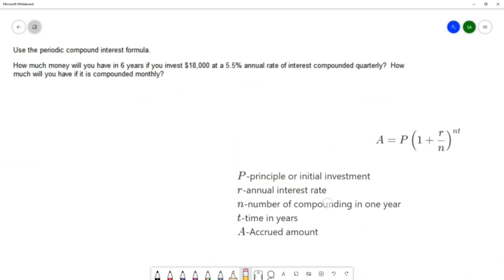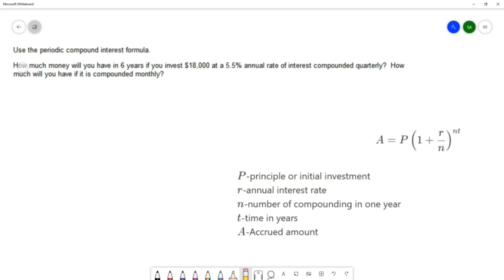Now that word can be a little bit confusing, but what it means is how often your interest is added into the account. T is time in years, and A is the accrued amount. So I'm going to read my problem again, and as I read through the problem, I'm going to try to identify these numbers matching with these variables that we have.